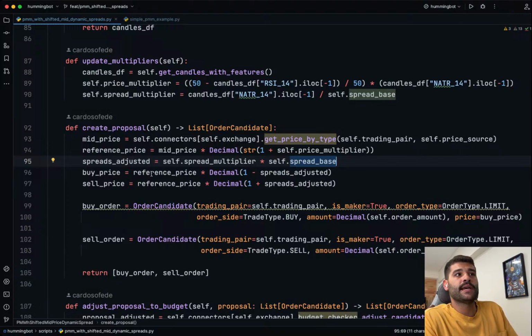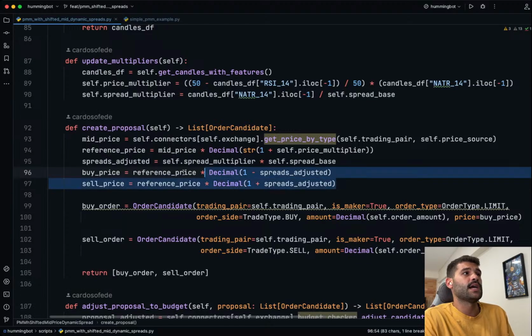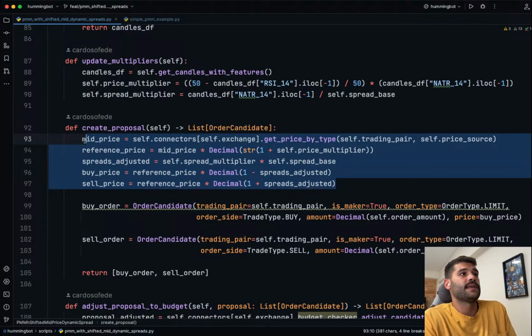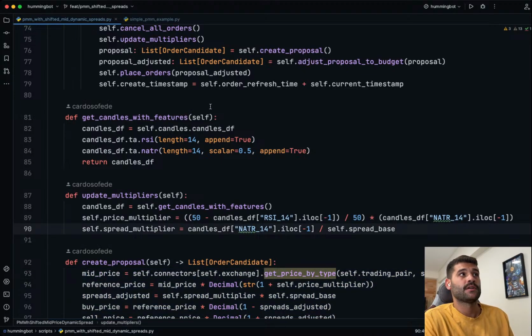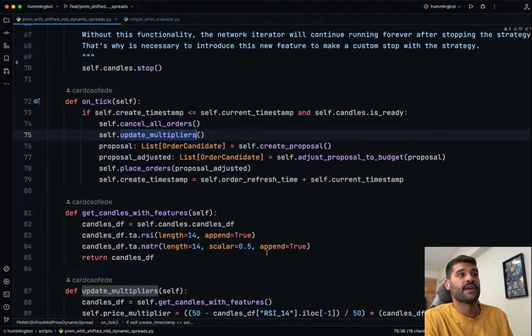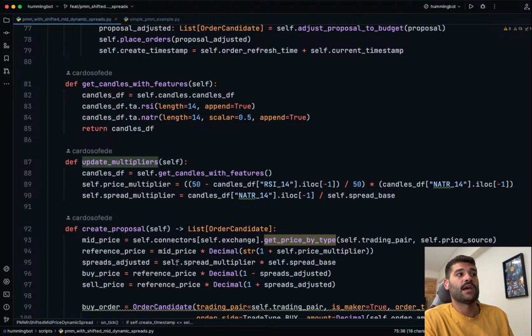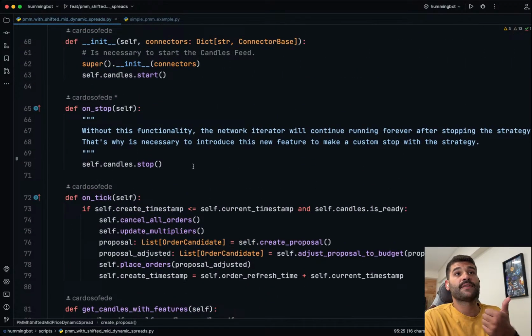And as you can see, the code is then the same that we had before. To summarize the changes that we made to the simple pure market making, we changed the price and the spreads that we are using. We are computing those multipliers by using the RSI and the normalized average true range. So we are just adding this method, changing the reference price, and based on that, the buy price and the sell price with the spread adjusted. Initializing the candles.